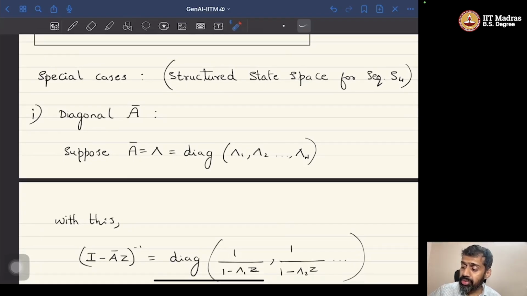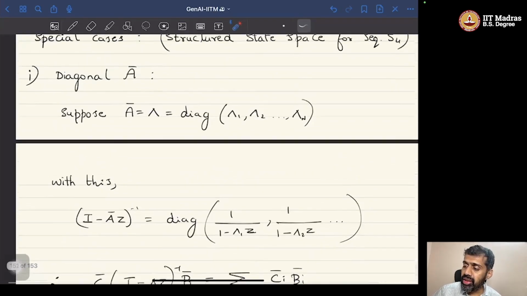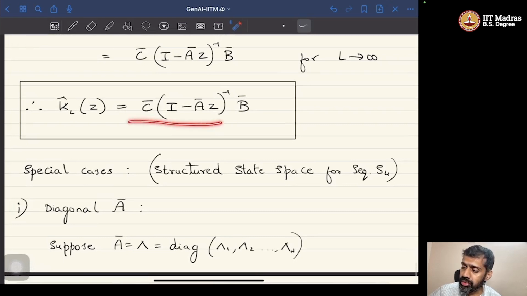Now if A bar becomes a diagonal matrix lambda, we have n diagonal elements. Typically A would be an n by n matrix, so we'll have n diagonal elements for this A bar matrix. With this, look at this term in the Z transform, or the generating function, of K. The question we should be asking is how this term morphs when one applies a particular structure on this A bar.